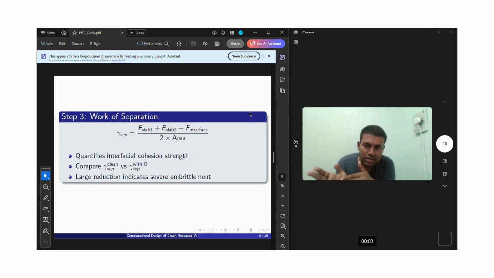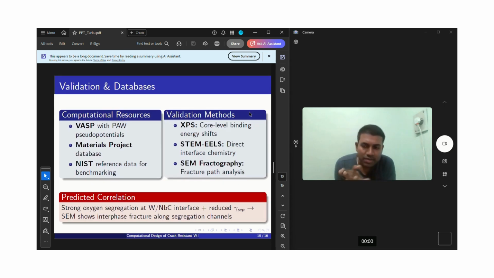A case where the work of separation for the clean interface is larger than that with oxygen ensures a strong, tough interface, while a large reduction indicates a severe embrittlement effect. Moving on to my validation and databases, I have used VASP with projector augmented wave potentials. Materials Project becomes a great source for the POSCARs. We can have the validation from the X-ray photoelectron spectroscopy data and also from the literature of scanning electron microscope fractography as well. Thank you.